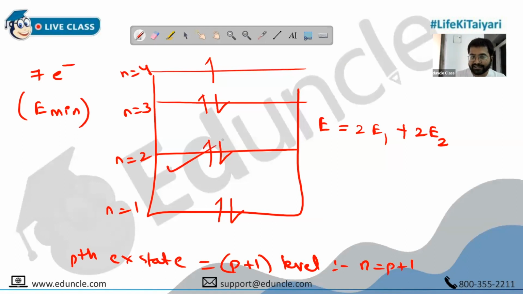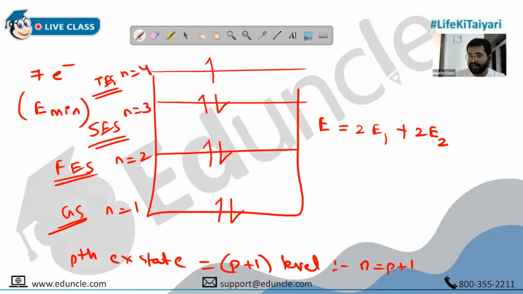So the first excited state has 1 plus 1, which is 2. This is the first excited state, this is the second excited state, this is the third excited state, and this is the ground state. Please tell me if you have any confusion. Okay, so energy is 2E1 plus 2E2. Then there are 2 electrons in E3, and then we have 1 electron in E4. That's it.